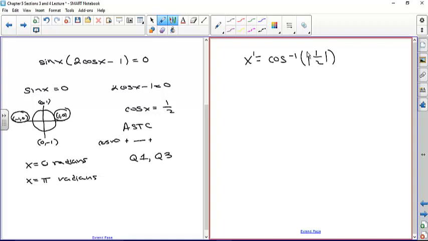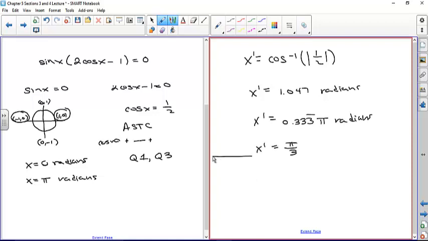So we get our calculator out, check our mode. Okay, put in radians. Inverse cosine of 1/2. So I get the reference angle is equal to 1.047 radians. Or divide that by pi, and I get 0.333 pi radians, or pi over 3. Okay, so that's my reference angle.